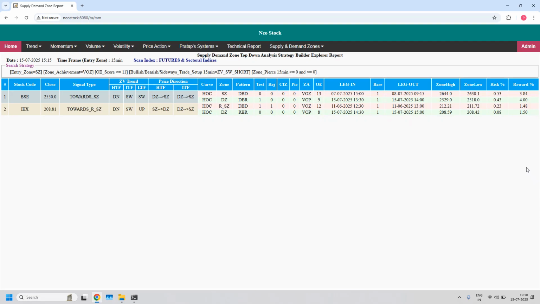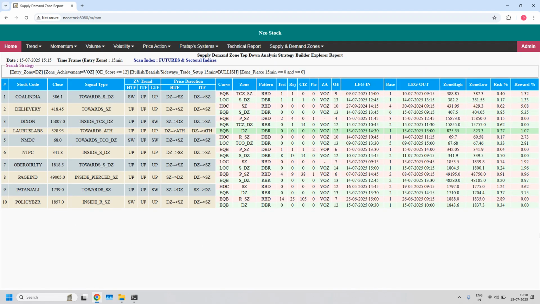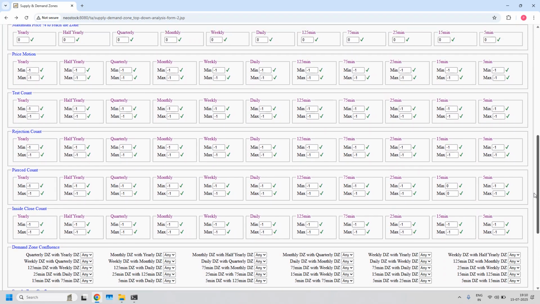Okay, next, bullish trade setup for daily income trade. Changes are 15 minutes demand zone, and here bullish and minimum odd enhancer score 12. We got 10 stocks. Bullish trade setup for daily income trade. Entry time frame zone is 15 minutes demand zone. All these are 15 minutes demand zones. Let's verify out of these 10 how many have a higher probability of success. First zone confluence I am setting 15 minutes and 75 minutes demand zone confluence.